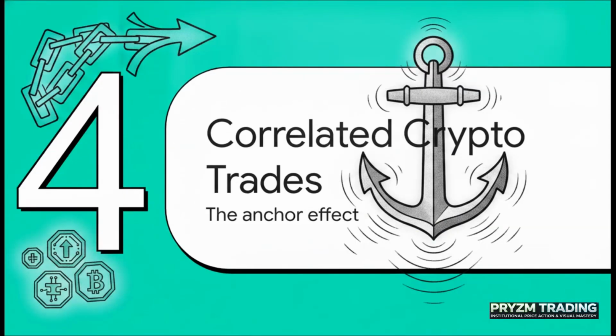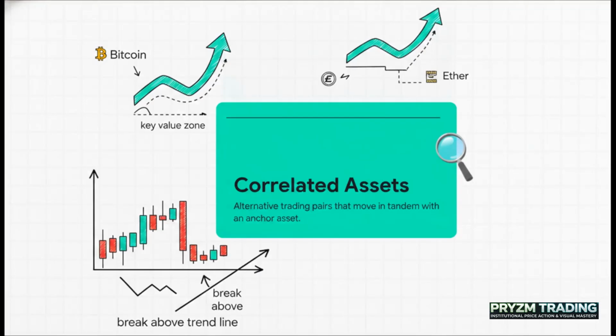Finally, let's look at a fascinating application of this rule in Section 4. Correlated crypto trades and the anchor effect. Okay, so what happens when a massive asset like Bitcoin pulls back on the weekly time frame, but it doesn't quite reach your perfectly drawn key value zone before it just launches into a massive upward bull run? Honestly, a lot of traders sat that out entirely because it didn't hit the exact line they wanted.